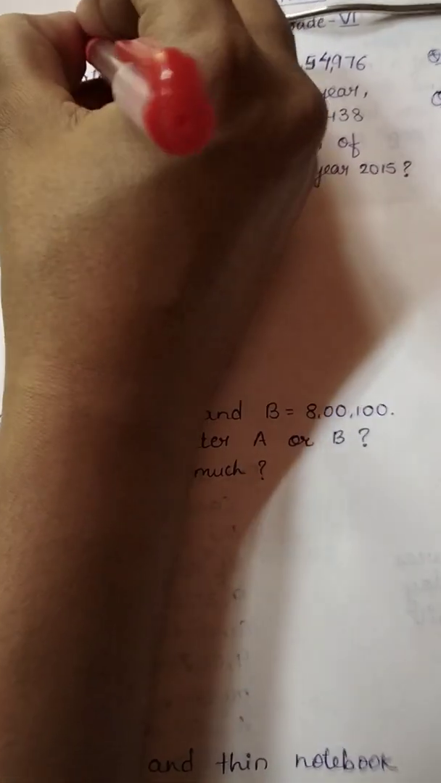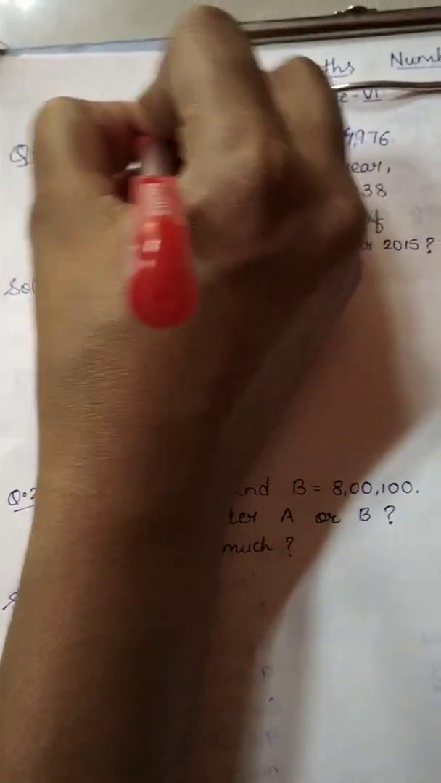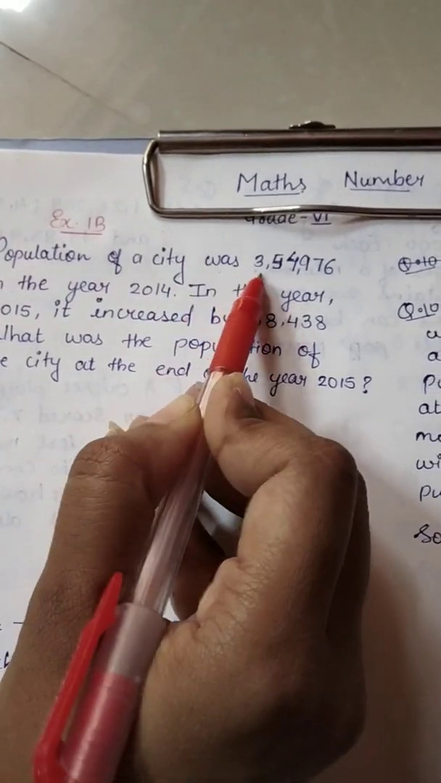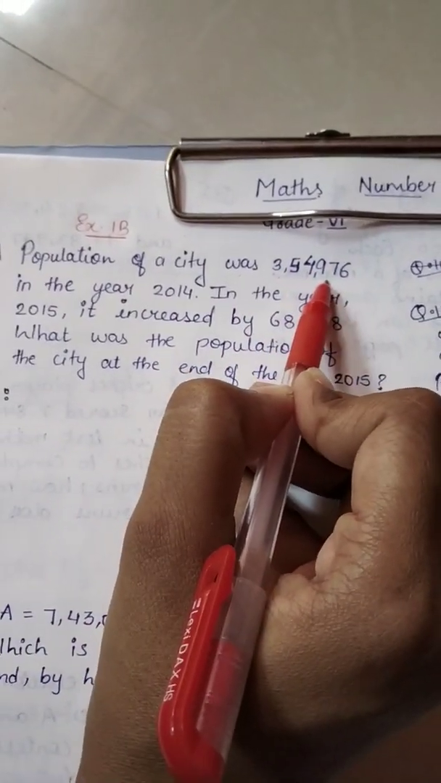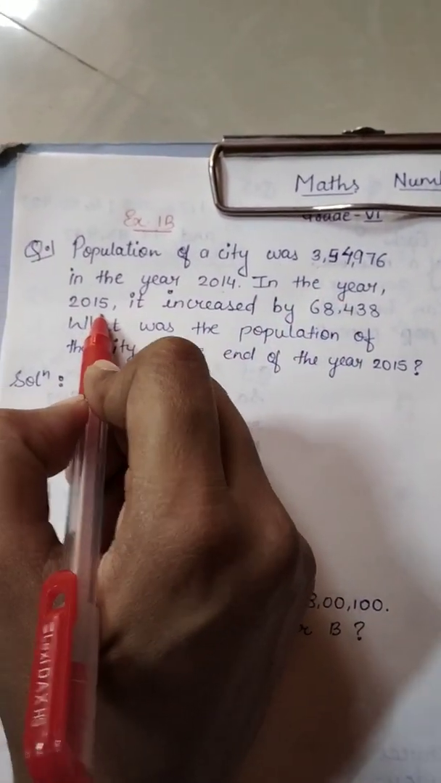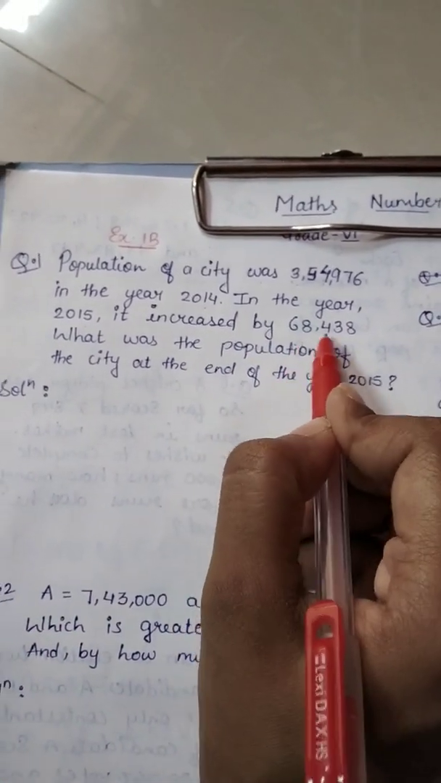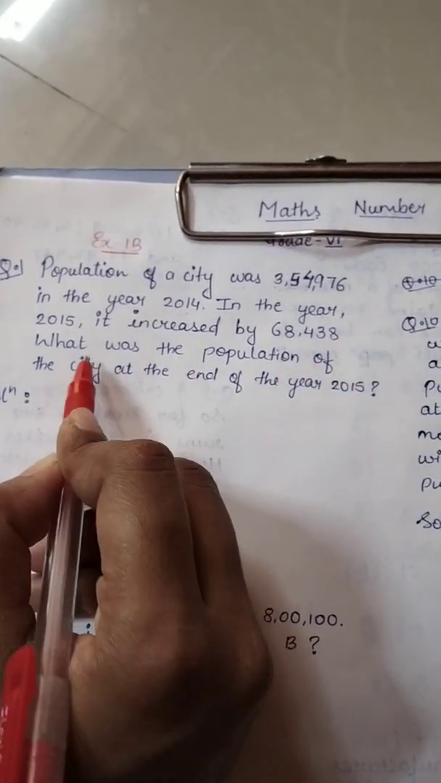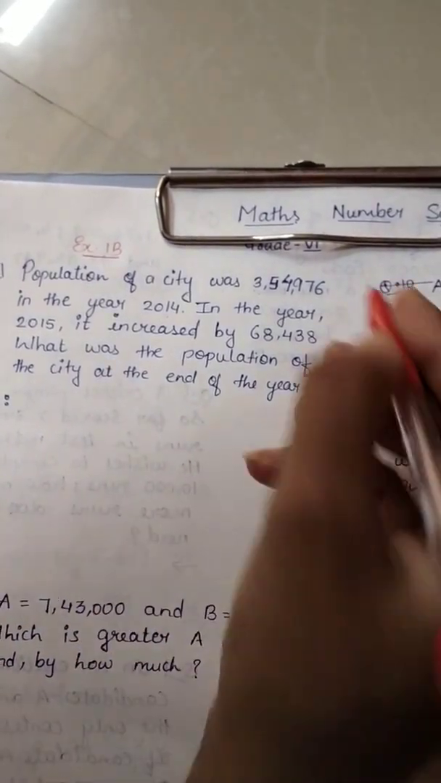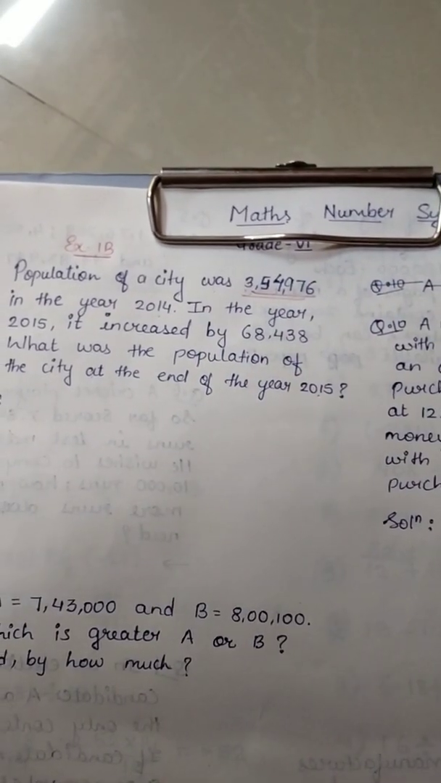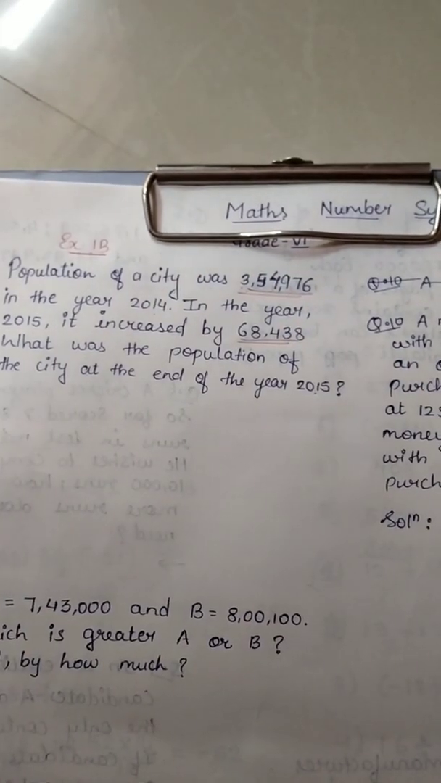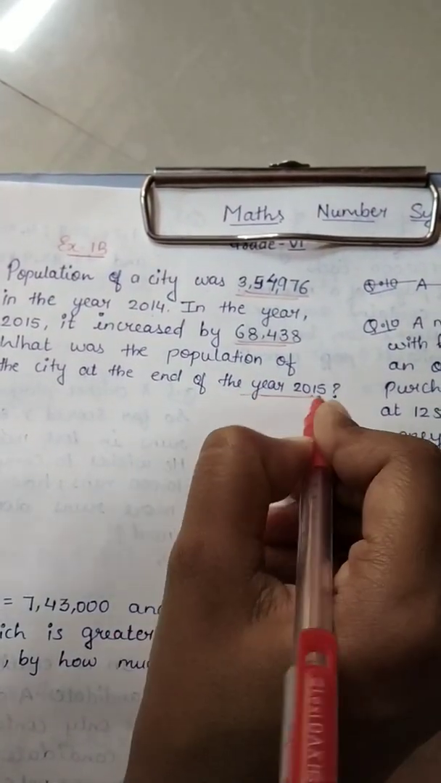Now students will solve exercise 1B. Question, population of a city was 3,54,976 in the year 2014. In the year 2015, it increased by 68,438. What was the population of the city at the end of the 2015? So this is the population in the 2014 year, and when it adds to 68,438, what will be the total at the end of the year?